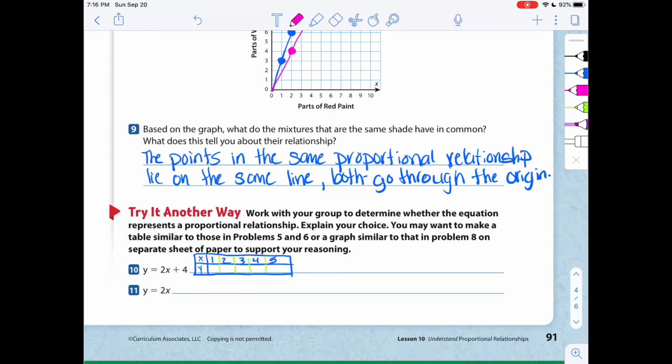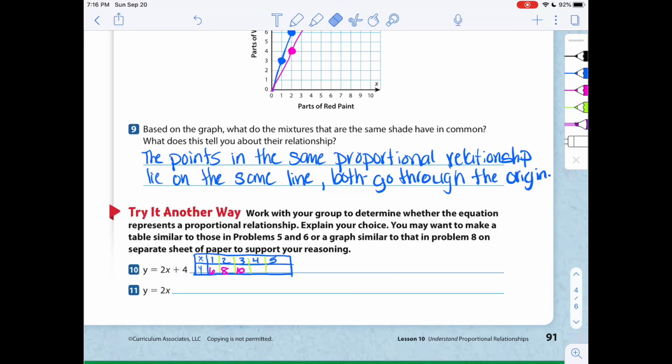So if x is 1, we could say 2 times 1 is 2, plus 4 is 6. So I just replaced x with 1. And then I solve that equation. And then I can replace x with 2. So I can say 2 times 2 is 4, plus 4 is 8. And the same thing for 3. 2 times 3 is 6. 6 plus 4 is 10.